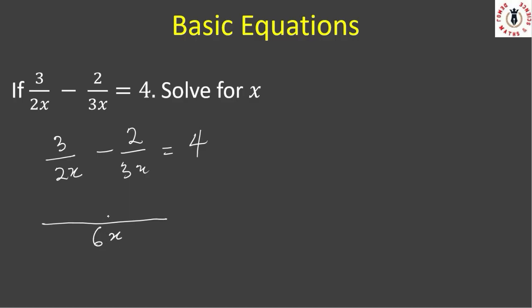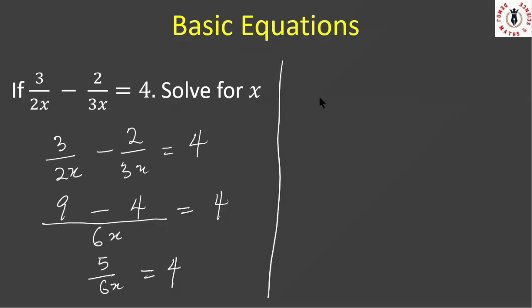Now, one common mistake I see students make is to pick the LCM as 6x squared, multiplying both denominators. Don't make that mistake. 2x in 6x, that's 3. 3 times 3, that's 9. Minus, 3x in 6x, that's 2. 2 times 2, that's 4. Now this equals 4. 9 minus 4, that's 5 over 6x equals 4.